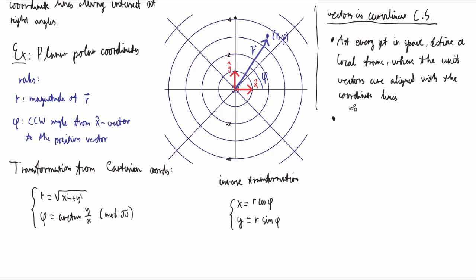So that's the first step. And then when you want to work with a vector, so let's say that we have a vector here. When we want to work with a vector, we need to decompose it into its local coordinates onto the unit vectors of this local frame.